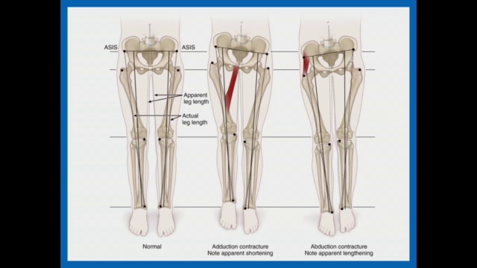So apparent length is from a central fixed point like the umbilicus or the pubic symphysis, and the true length is from the ASIS to the medial malleolus. And you can get apparent lengthening or shortening if there is a deformity in the hip, so abduction or adduction deformity.